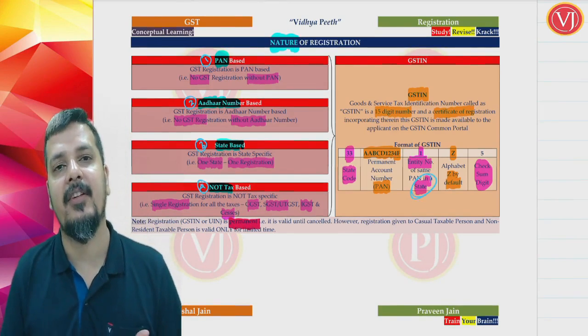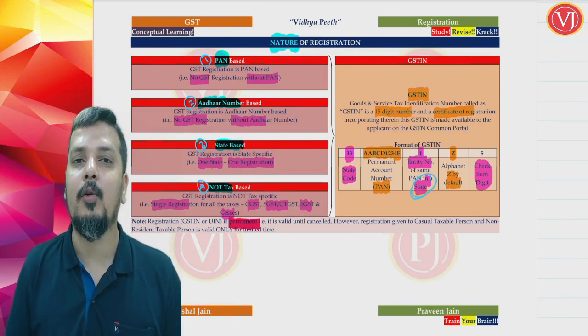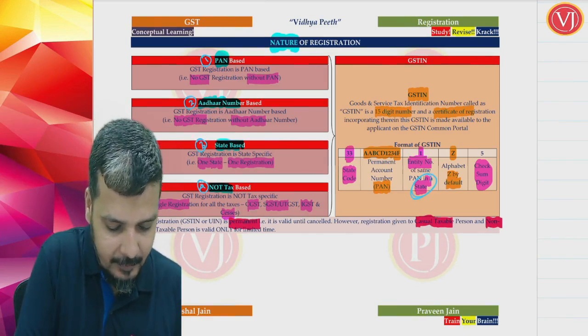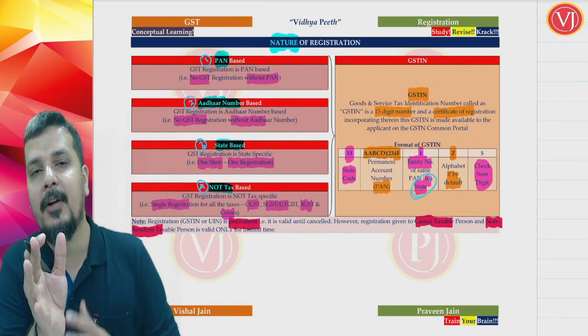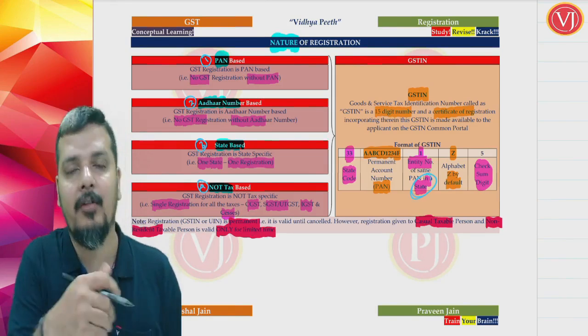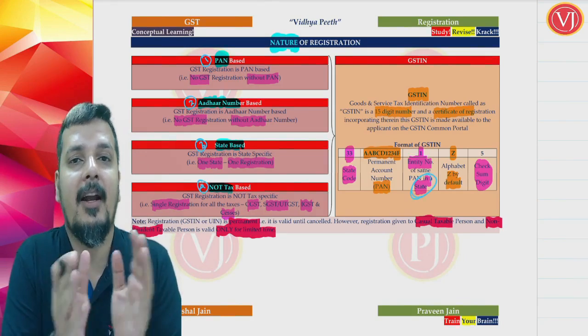So once you get the GST number, it is valid till it is cancelled. However, when you are talking about two special cases, casual taxable person and non-resident taxable person, who are getting registration only for a temporary time, their GST number is not permanent, it is only for a limited time, which we'll be discussing when you're talking about GST number for CTP and NRTP.